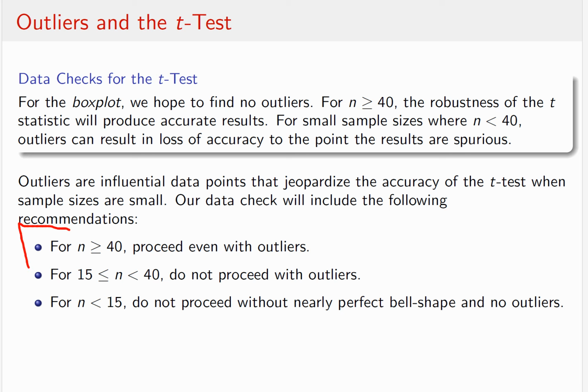Because t is robust, at a certain point we'll proceed even with outliers. Now, let me put a caveat there. Not any outliers. It can't be completely riddled with outliers and very extreme outliers. That will still cause problems even for sample sizes of 40 or greater.